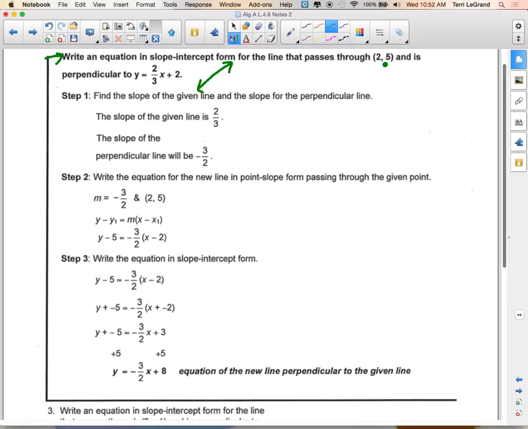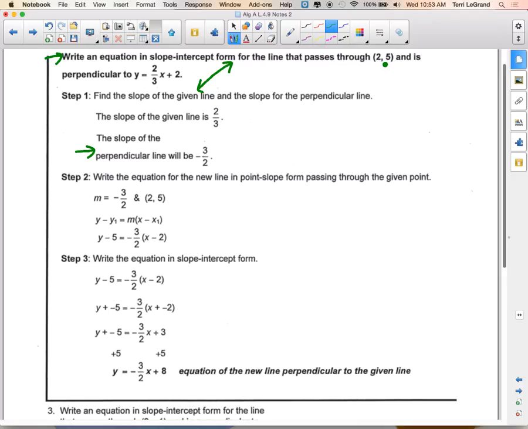So, here's what they're doing in step 1. We find the slope of the given line, and that helps us decide what is going to be the slope of the perpendicular line. The reciprocal of 2/3 is 3/2, and the opposite of a positive is a negative.